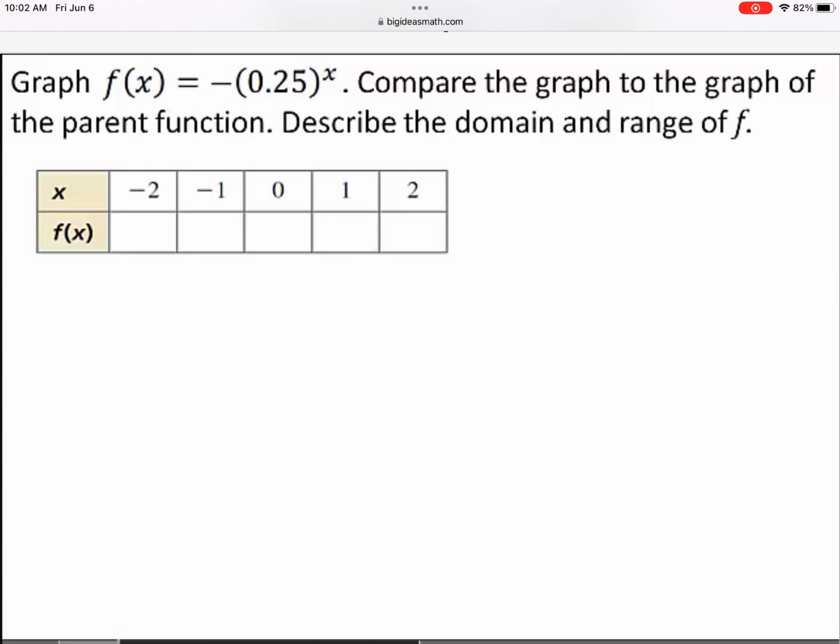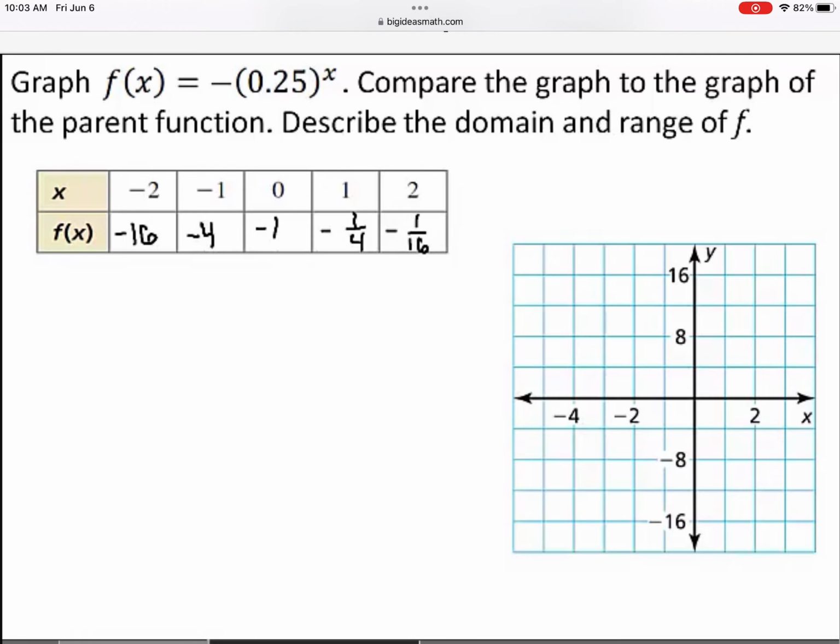Substituting -2 for x in f(x), you find when x equals -2, f(x) equals -16. Similarly, when x equals -1, f(x) equals -4. When x equals 0, f(x) equals -1. When x equals 1, f(x) equals -1/4. And when x equals 2, f(x) equals -1/16.